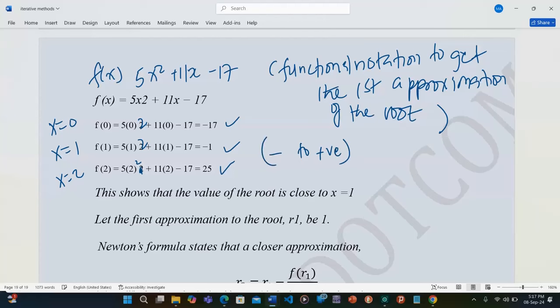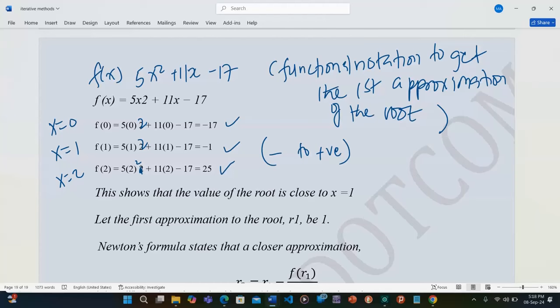So you can see the value of the function has changed from negative to positive. Between the two values of x, from x is equal to 1 up to x is equal to 2, there must be a value of x where the function is equal to 0, because you can see it is changing from negative to positive. So that is the point that we need to look for. That x value is the one that is going to give us the root of this function.